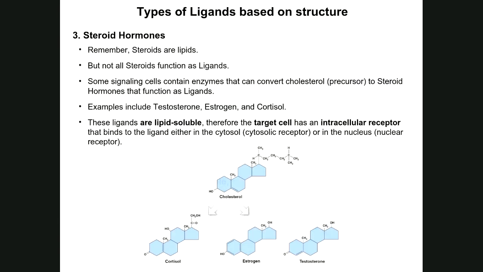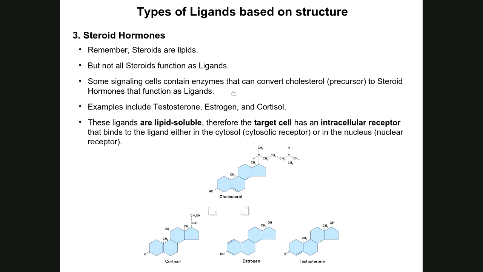The last type, based on chemical structures, are ligands called steroid hormones. Remember, steroids are one of 4 types of lipids, but not all steroids are ligands. Only certain types of steroids function as ligands, and I have them down at the bottom. 3 examples, I have them also up here: testosterone, estrogen, and cortisol. All 3 of these ligands are derived from the precursor cholesterol, which is above.